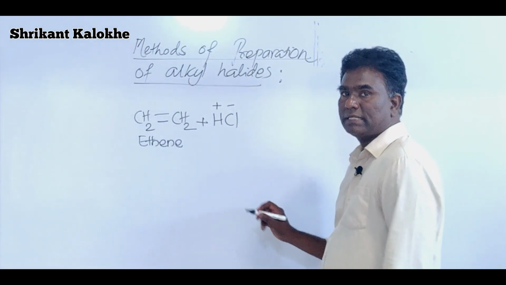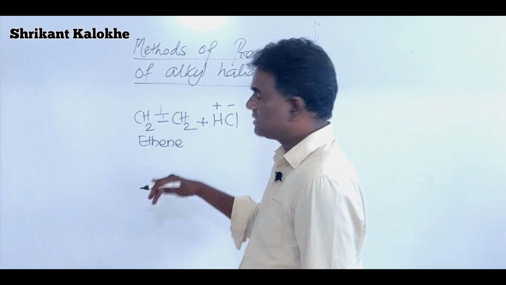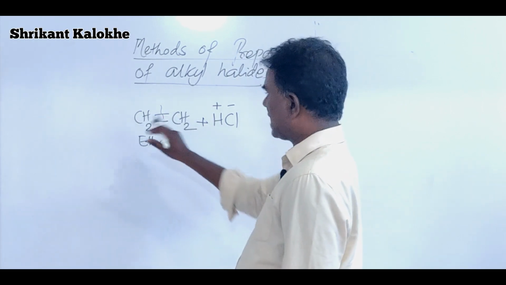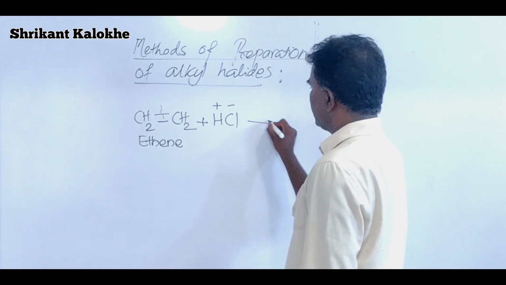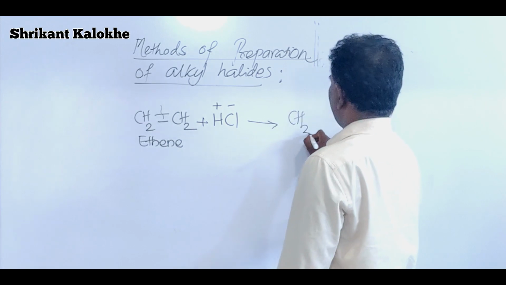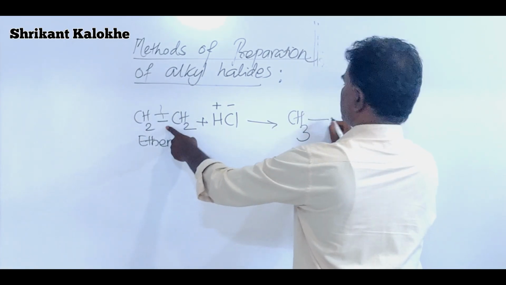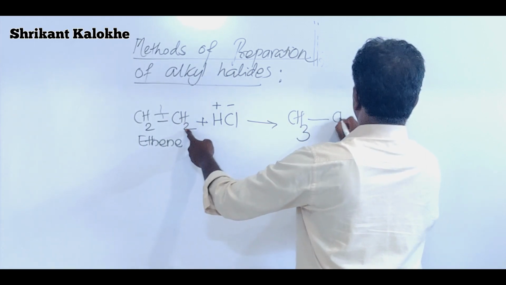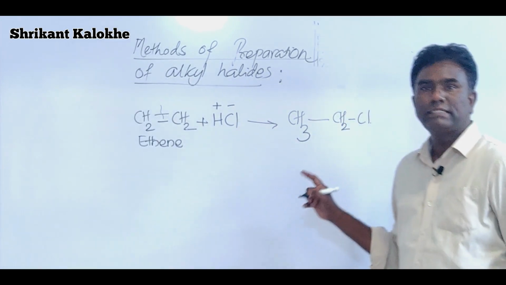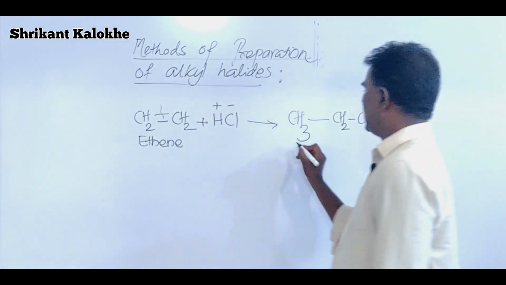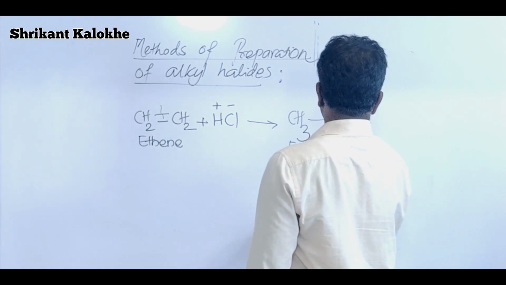and you can consider breaking of this double bond, a pi bond, second bond, and you can add one hydrogen to one carbon and one halogen to another carbon. In this way, one CH2 will become CH3 and that double bond will be broken and another CH2 will be attached to Cl. Here it is a simple addition reaction and you got here ethyl chloride.